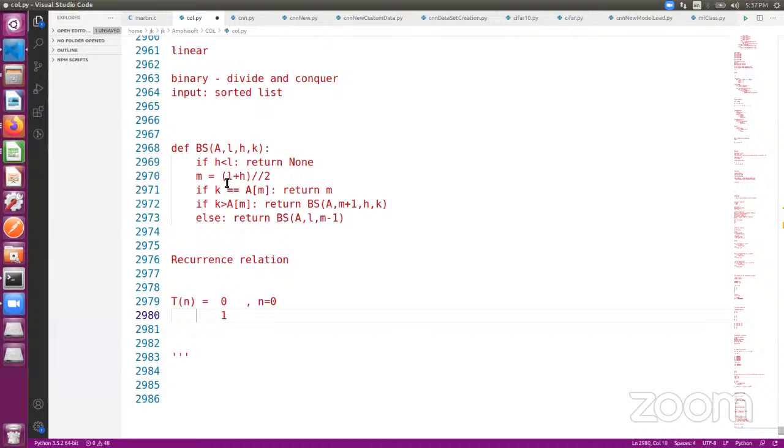Now suppose there is only one element, what are you going to do? Either this condition satisfies, which means the element is present at that particular index, and we return m. For returning, there is no time taken at all, so plus 0. That is if the element is present.